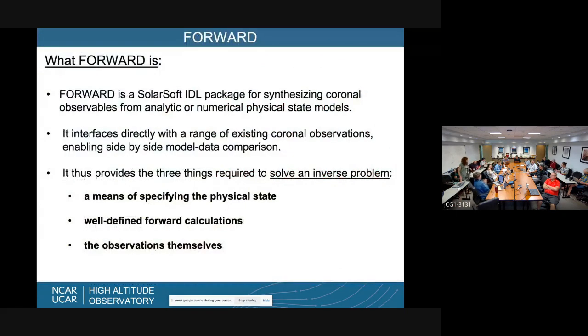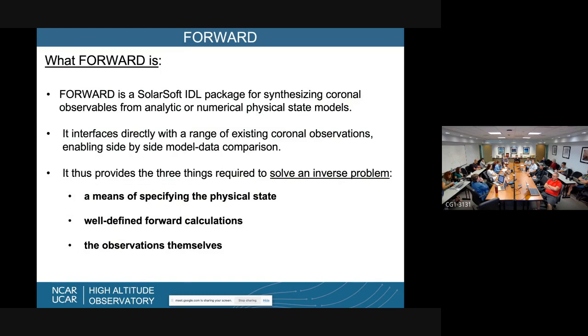Let's start here. So what is Forward? It is a SolarSoft IDL package. It is designed to synthesize coronal observables, it doesn't do chromospheric, although there are some possibilities in there, for example, to model a prominence in absorption, something that Terry Kuchera worked with me to put together, so that is in there. And it uses analytic or numerical physical state models. The power of it as a package is that it can interface directly with a range of existing coronal observations using the Virtual Solar Observatory, or we've worked directly with the mission web pages to access the data there. We have various other data sources that we directly work with.